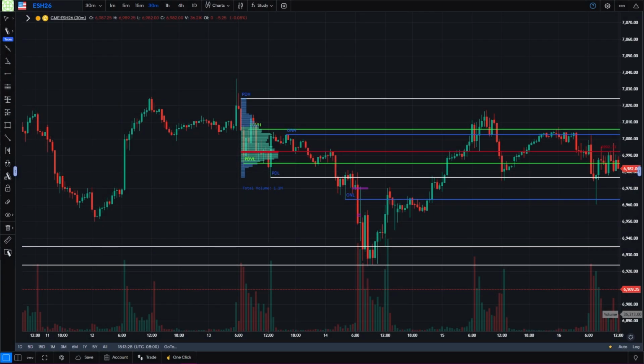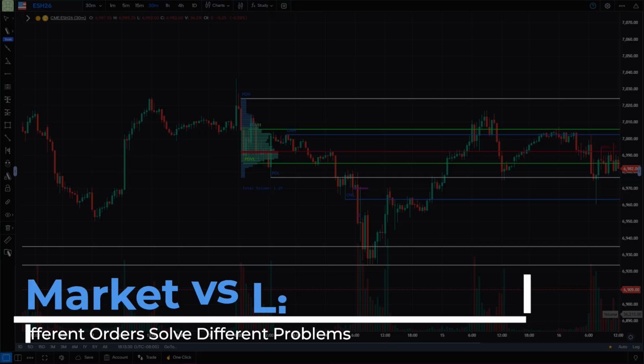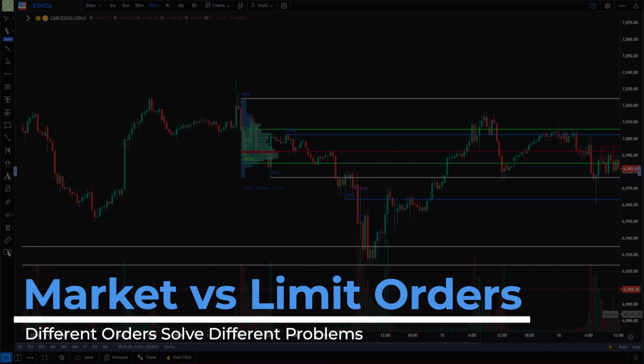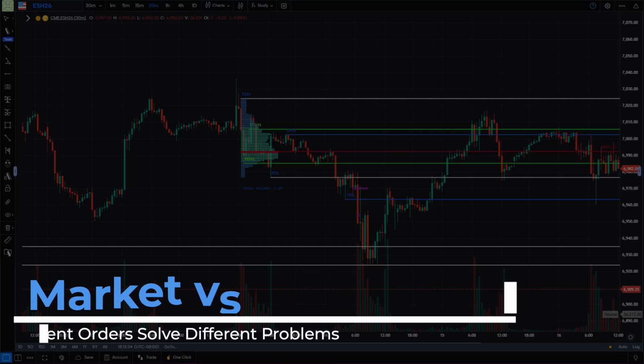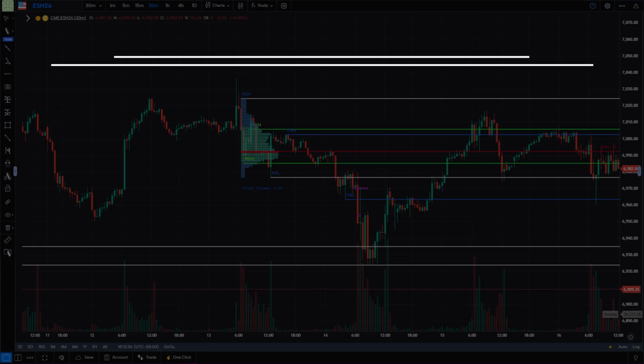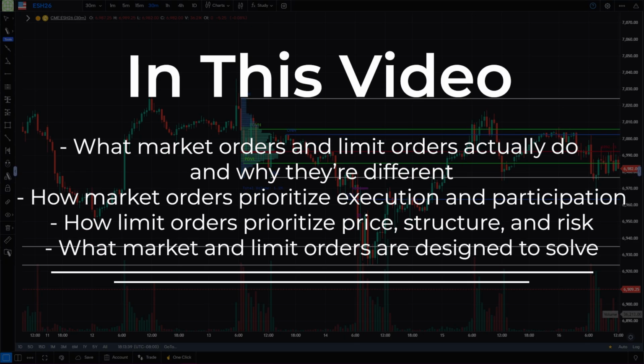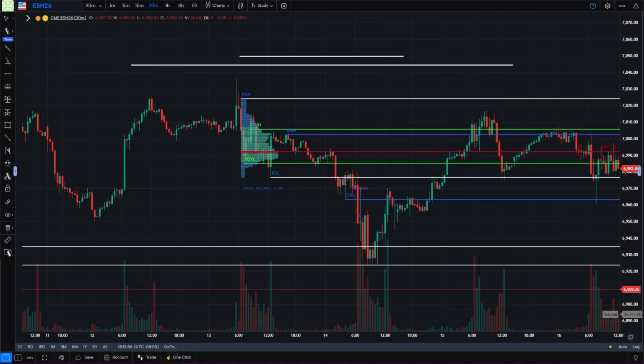If you find yourself clicking into trades and thinking, why didn't I get filled? Or why did I get such a bad price? The issue may not be your idea as much as it is your order type. Market orders and limit orders solve different problems. So if you're using the wrong one, you may deal with slippage, missed fills, or emotional chasing, even when your analysis is solid. So in this video, I'll show you exactly when to use each order type, what problems they're meant to solve, and how to choose the right one before you click.